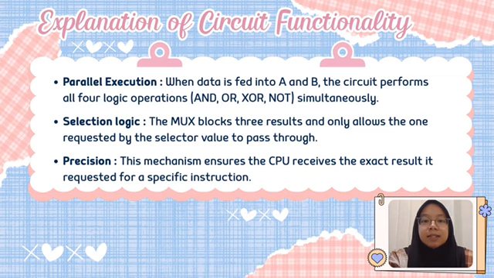Second is the selection logic. This is where the multiplexer or MUX comes in. Even though all 4 answers are ready, the MUX acts like a gatekeeper. It blocks 3 of the results and only opens the door for 1 result to pass through. Finally, precision. The MUX decides which door to open based on the selector value we set. This ensures the CPU receives the exact result it requested for a specific instruction without any confusion.